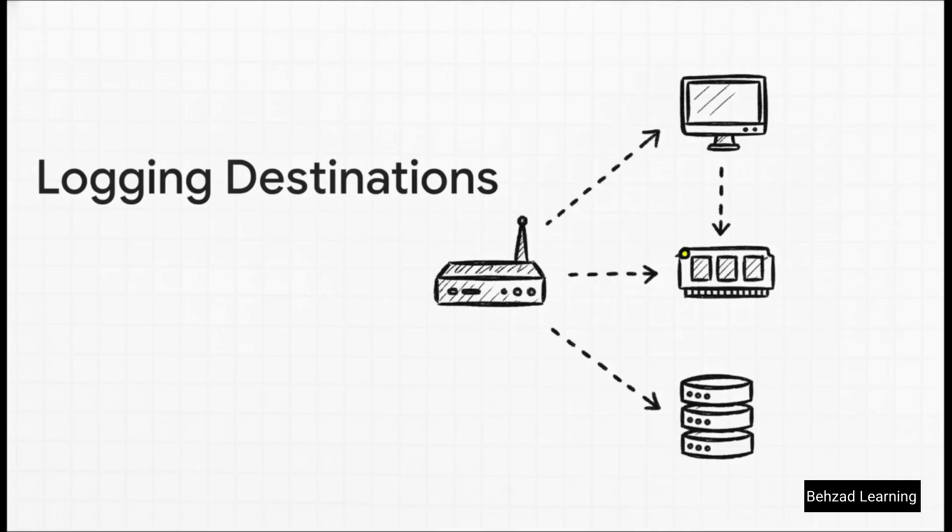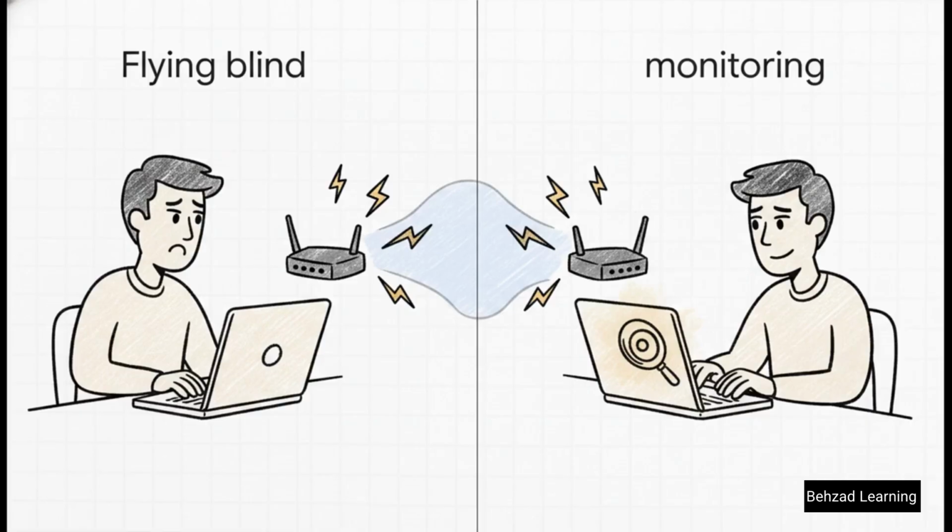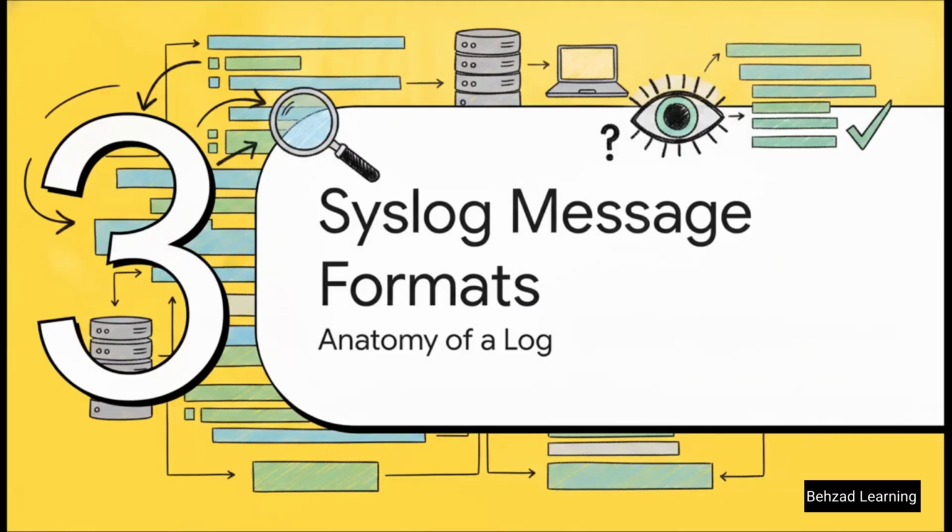Now, here is a massive gotcha, and you've got to remember this. If you are remoting into a device via SSH or Telnet, you are flying entirely blind by default. You won't see a single one of these pain signals pop up on your screen until you explicitly tell the device you want to see them. You do that by typing the terminal monitor command. It's a lifesaver.